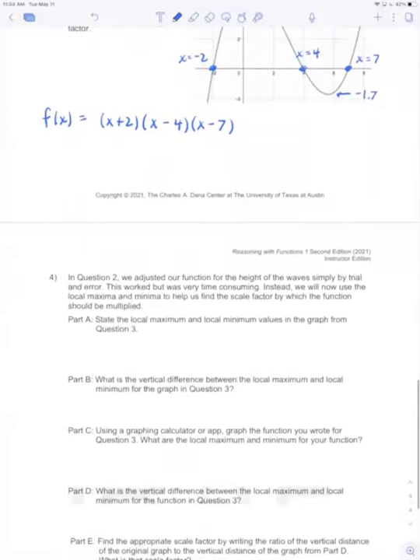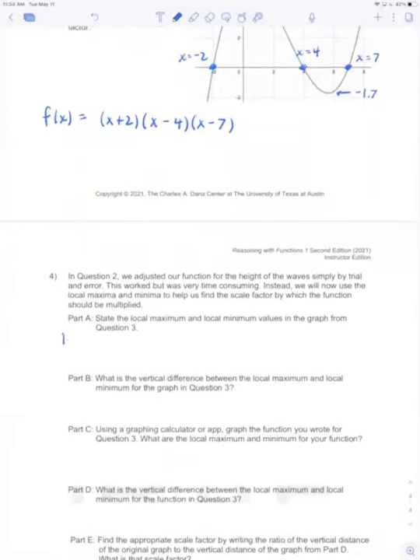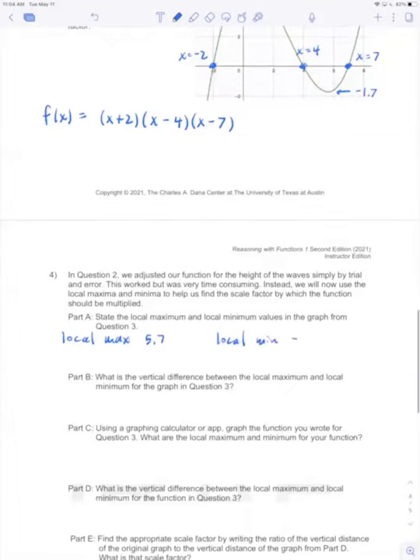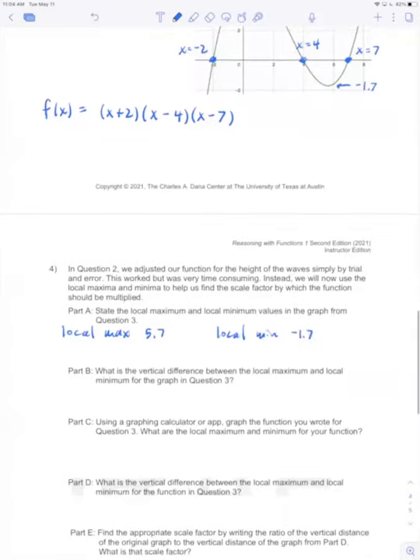And I'm going to scroll back. It says state the local maximum. Okay, so I'm going to put local max at 5.7, local min at negative 1.7. Part B, what is the vertical difference between the local maximum and the local minimum for the graph in question 3? So if we're just going to add these together, the absolute value of these numbers, this ends up being 7.4.